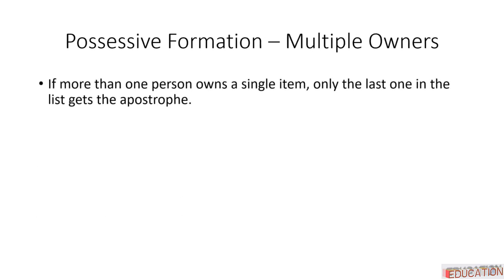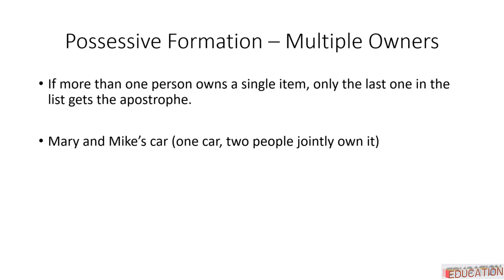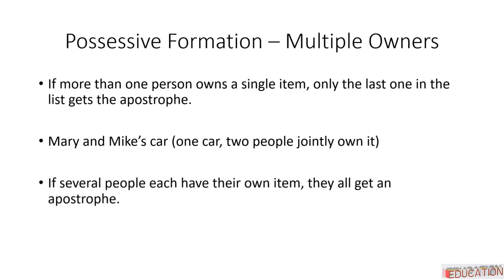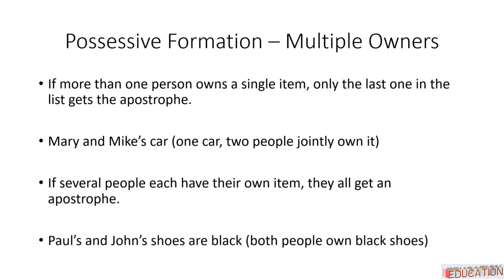With multiple owners, we need to look carefully. So if more than one person owns a single item, then only the last one in the list gets the apostrophe. So we say here, Mary and Mike's car. So it's one car and two people own it, namely Mary and Mike. If several people each have their own items, they all get the apostrophe. So say Paul's and John's shoes are black, so both Paul and John each own their own pair of black shoes.